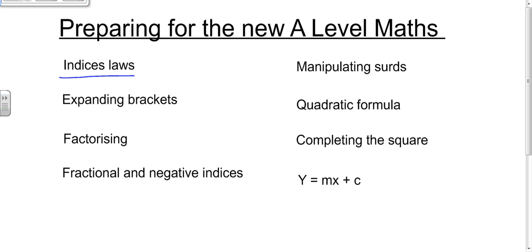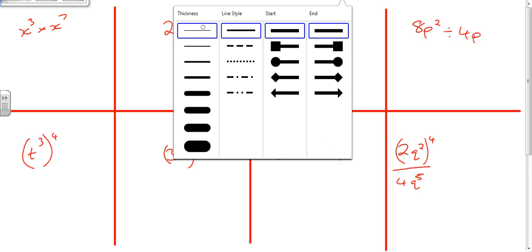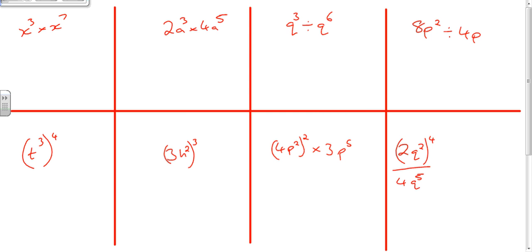So what we're going to do is have a look at these questions here. We're going to go through how to do them, then I'm going to give you a bunch of questions to do by yourself. So the first one, we've got x cubed times x to the power of 7. When you're multiplying things with powers, you need to add the powers together. So x cubed times x to the power of 7 is x to the power of 10. And hopefully you should know that inside and out anyway.